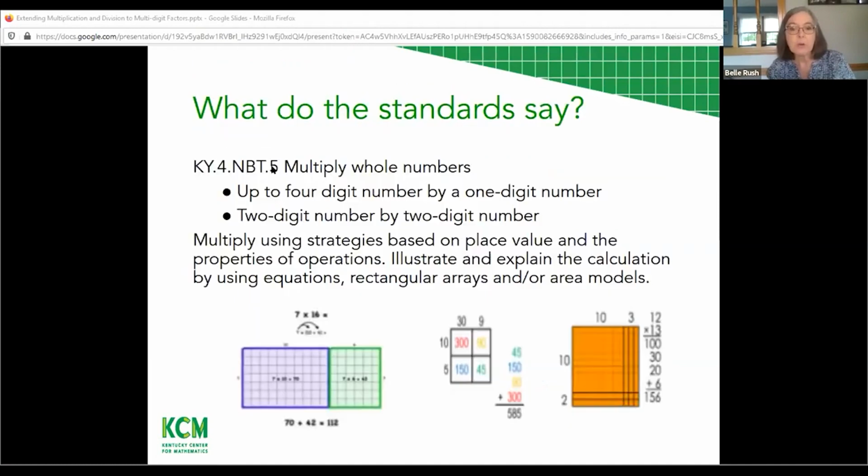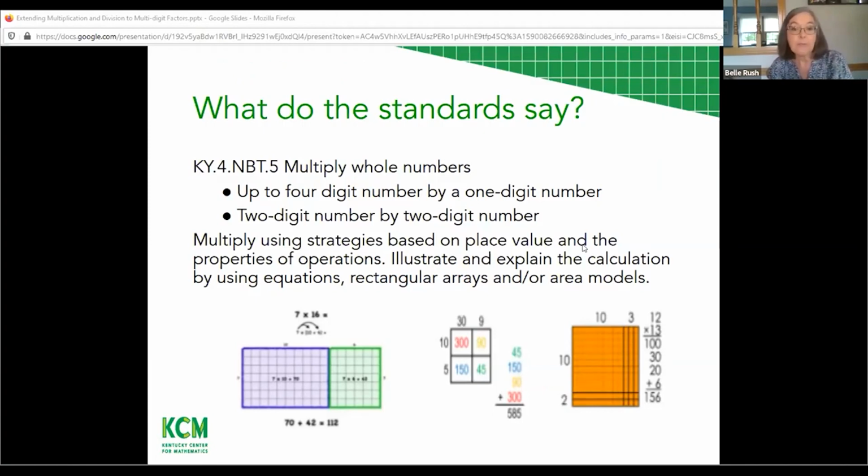All right, so what do our standards say? In 4th grade, our standards to multiply whole numbers, we multiply up to a 4-digit number by a 1-digit number and a two-digit number by a two-digit number. And we want kids using all those strategies based on place value. We want to see place value. We want them to see properties of operations. We want them to use illustrations and concrete models where they could see rectangular arrays, area models, those things that they could see that are real to them, help them to see the mathematics.